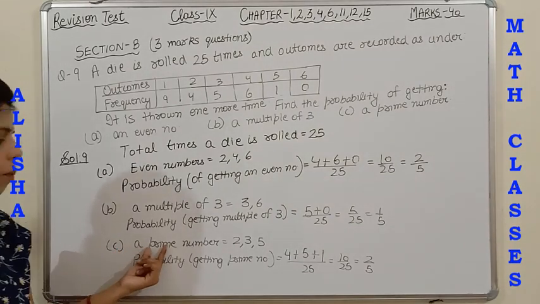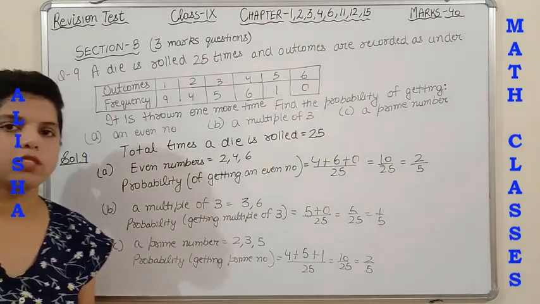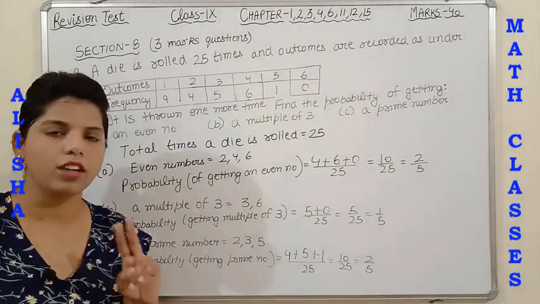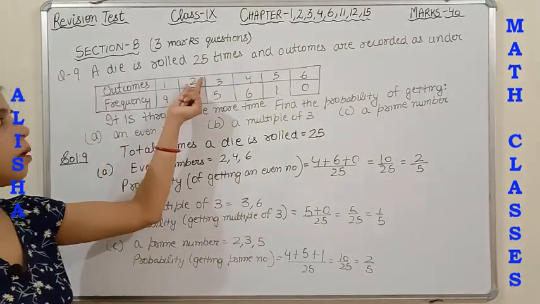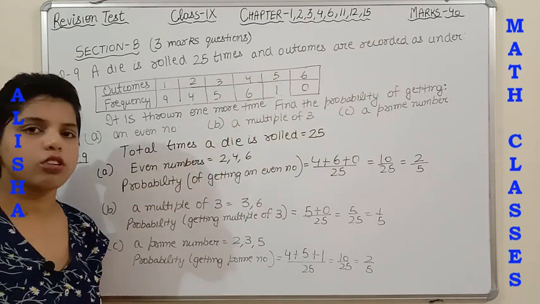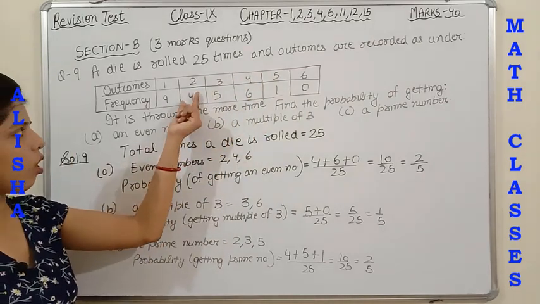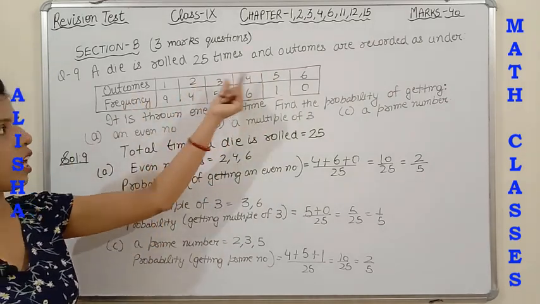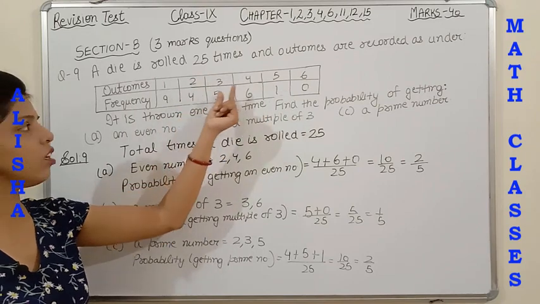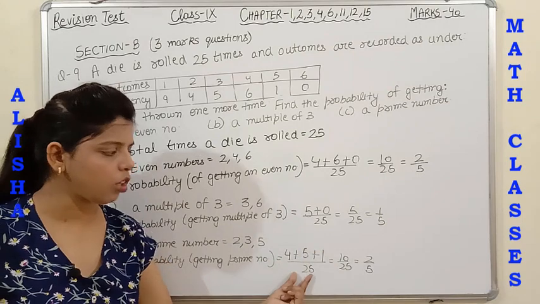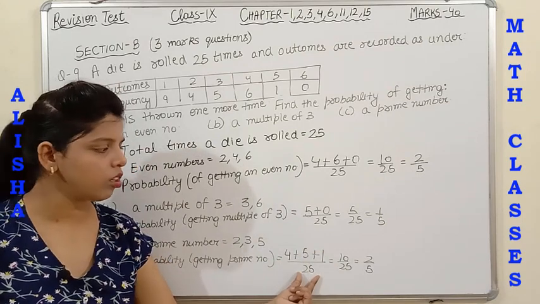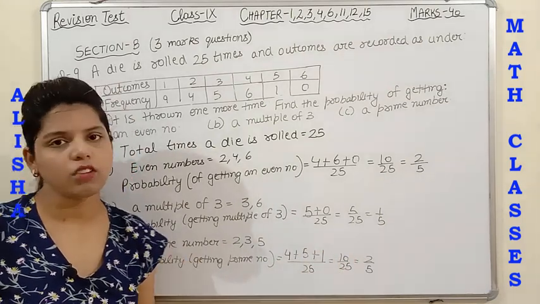And the last one is a prime number. Prime numbers are those numbers which have exactly two factors, 1 and the number itself. So prime numbers are 2, 3 and 5. So you just have to add all the frequencies of 2, 3 and 5. Frequency of 2 is 4, 3 is 5 and 5 is 1. So I have added 4, 5 and 1 upon the total number of times the die is rolled. That is 10 upon 25, which is equal to 2 by 5.